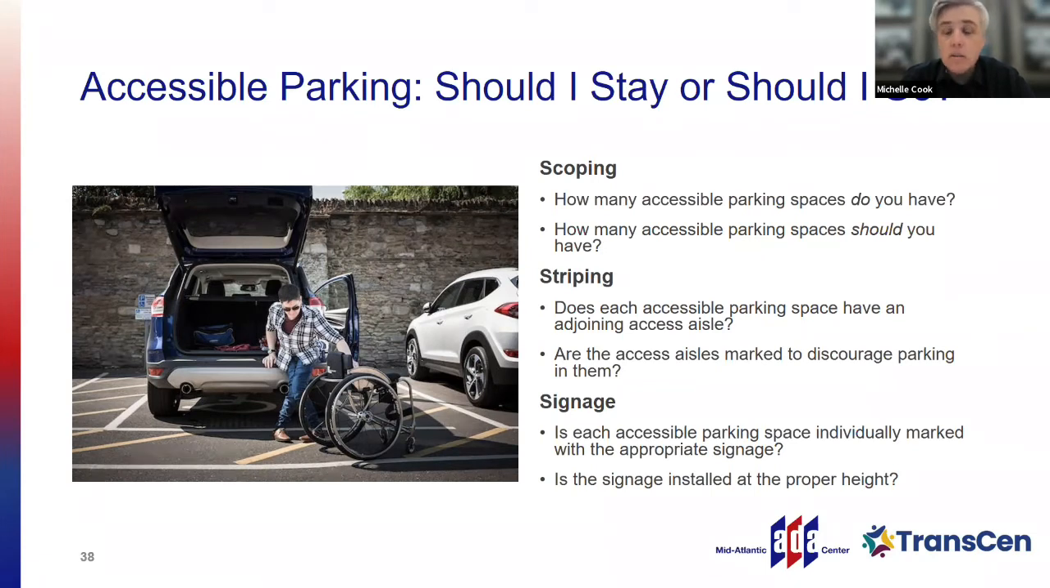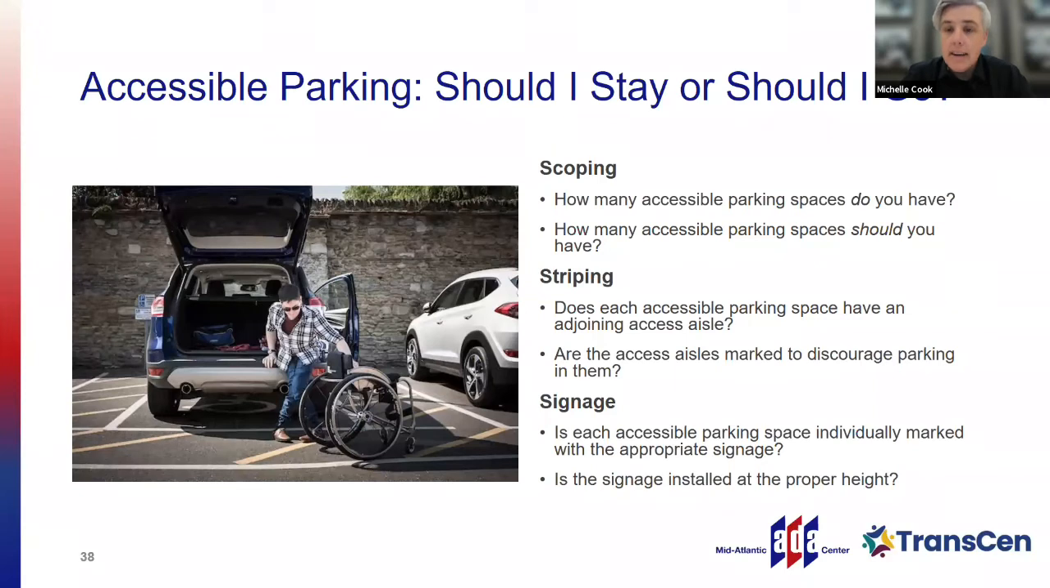Striping, does each accessible parking space have an adjoining access aisle? This is a very common overlooked provision in the standards. An accessible parking space has to have that adjacent access aisle for someone to deploy a lift or to get up close to their vehicle and their mobility device and transfer into the vehicle, if not by a ramp, by other transfer means. So those are required.